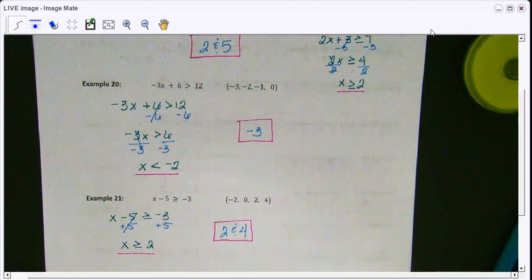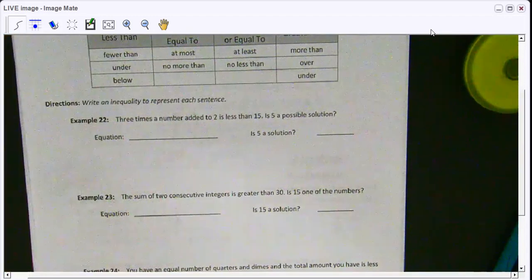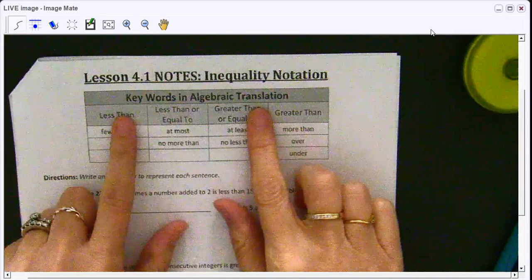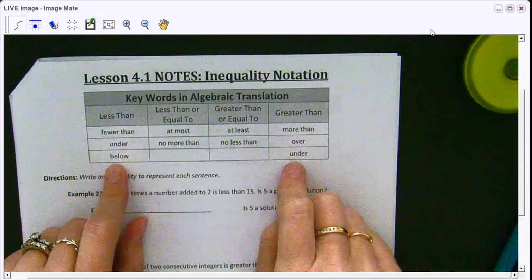Okay, let's go ahead and move on to word problems. Yay. I said that with sarcasm. All right, here are some keywords to help translate inequalities.